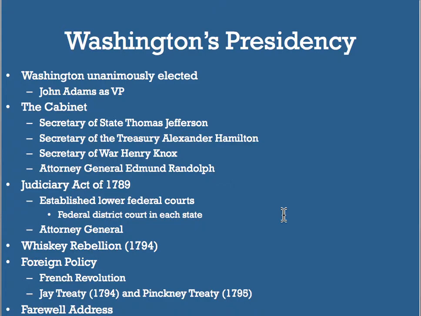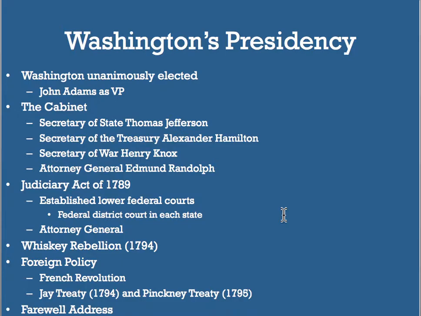They're going to oversee departments. The cabinet has been growing ever since. His first cabinet has 4 people. The Secretary of State, the guy in charge of our relations with other countries, is going to be Thomas Jefferson. The Secretary of the Treasury, the guy in charge of our finances, is going to be Alexander Hamilton. The Secretary of War is Henry Knox. And the Attorney General, or America's top lawyer, in charge of the legal issues, is going to be Edmund Randolph.